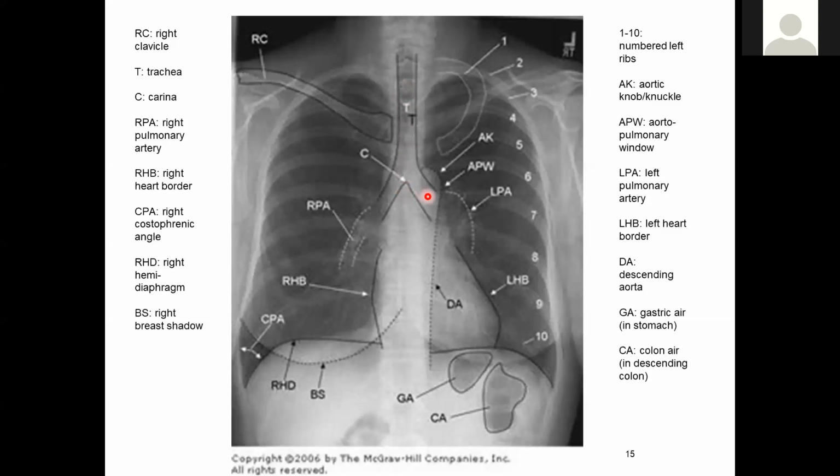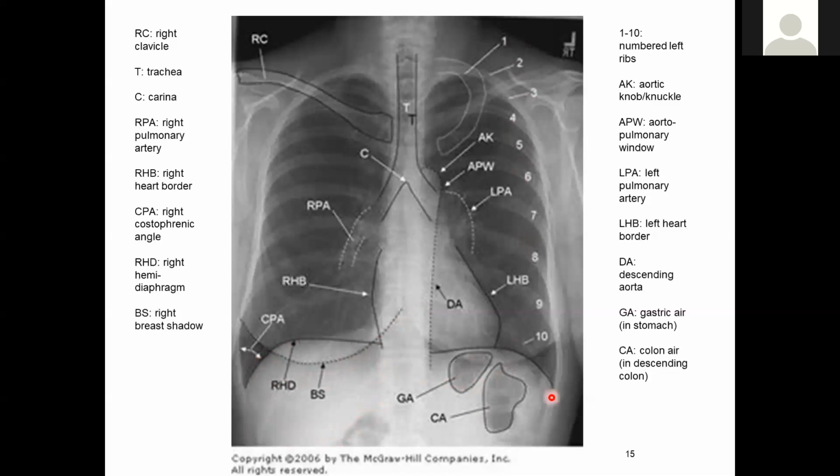So we have the left primary bronchus, right primary bronchus, right pulmonary artery, right heart border. Costophrenic angle is here. Does not mean certified public accountant in this case. Right hemidiaphragm and breast shadow. So the liver is under the right lung. And on the left-hand side, we have the gastric air in the stomach. So the stomach is on the left side, liver is on the right. Here you are seeing air in the colon.